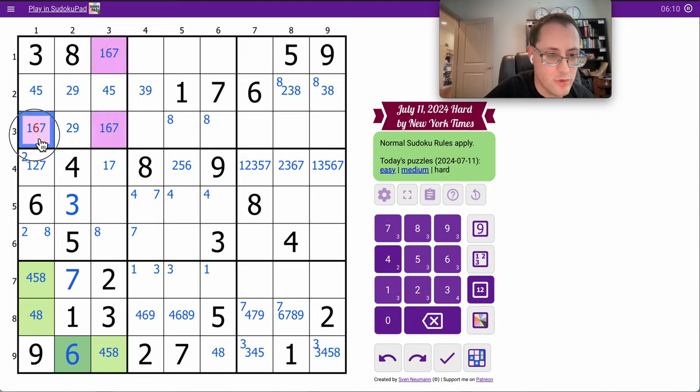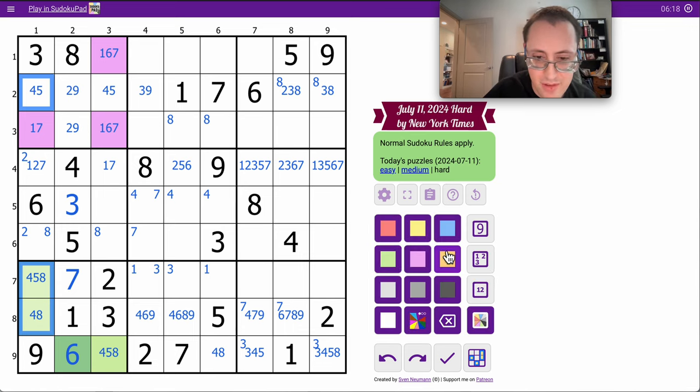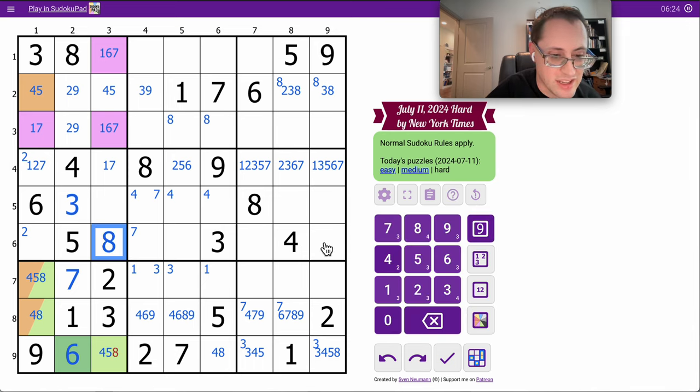For box one, they form a triple. 4, 5, 8. Oh, look, there's a triple. In column one, that says this cell cannot be 8. Therefore, that places 8 in box four.